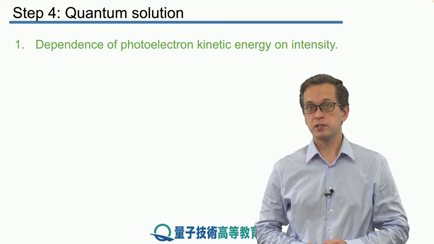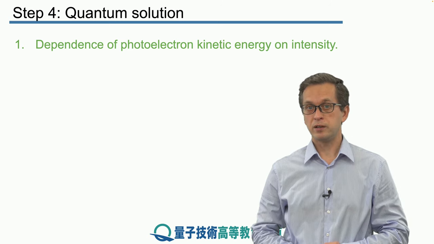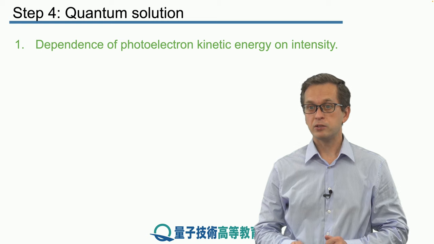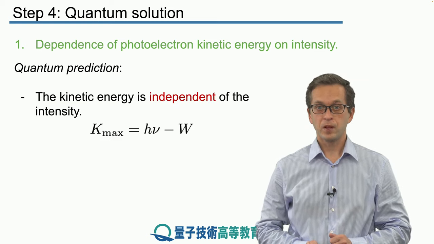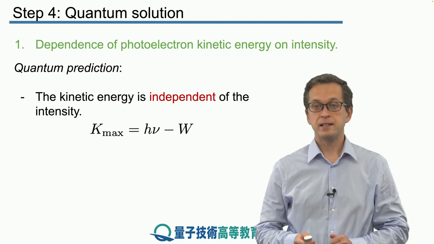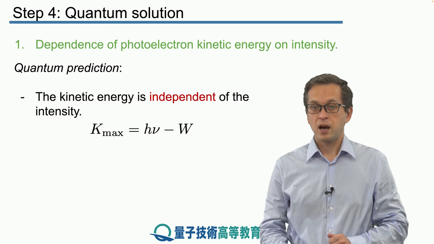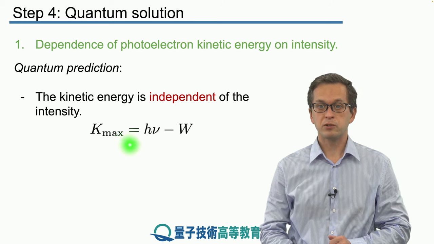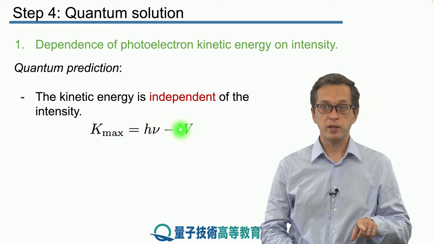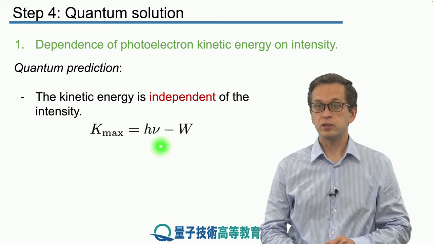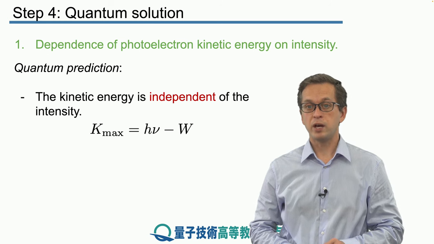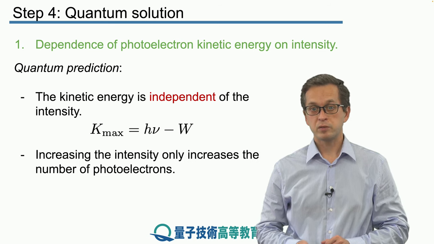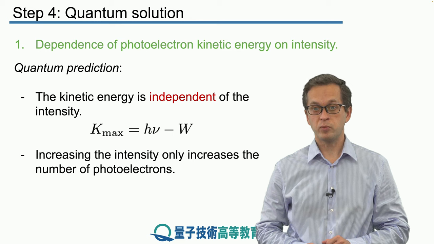Let's get back to our observations, which we used to show that classical electromagnetic understanding is not sufficient to explain the photoelectric effect. Observation 1. Dependence of photoelectron kinetic energy on intensity. What does our quantum theory tell us? It says that the kinetic energy is independent of the intensity. After all, Einstein postulated that the maximum kinetic energy of the photoelectrons only depends on the work function, which depends on the metal, and the frequency of the incident radiation. So K max is equal to h nu minus W. There is no intensity dependence in his equations. And this corresponds nicely with the observed phenomenon.